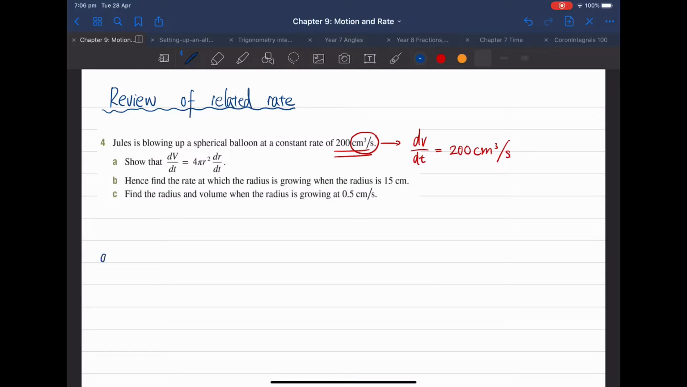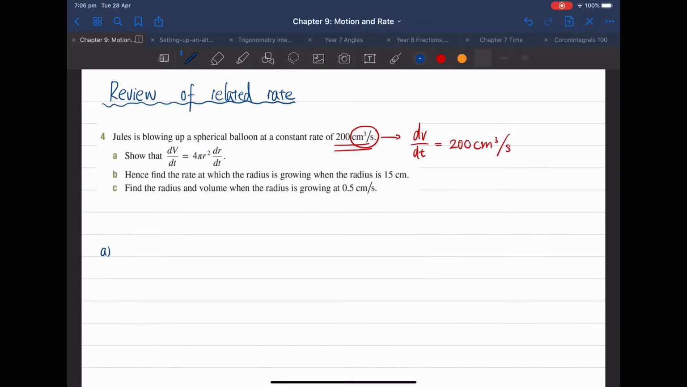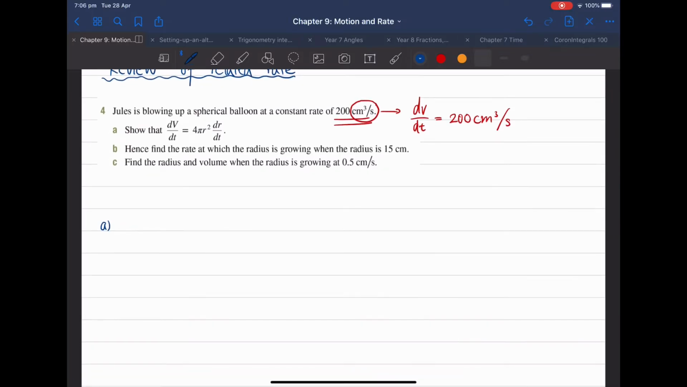Now we can start with the first question. It asks us to show that dV over dt is equal to 4 pi r squared times dr over dt. How would you do this one? Well, the first step is to write down the formula for the volume of a sphere. The volume of a sphere is equal to 4 over 3 pi r cubed, which we can prove using integration.